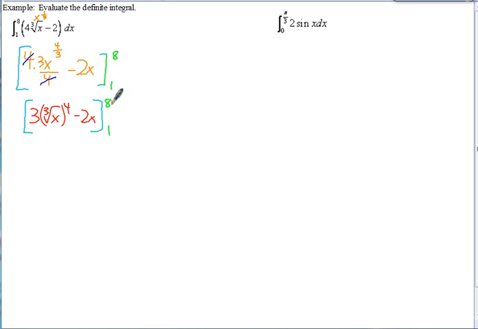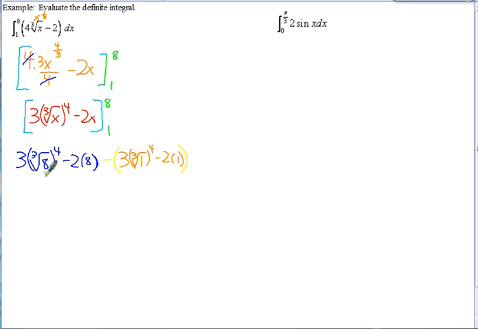Okay. And then we can substitute, remember our upper limit first, so substitute 8, so it'd be 3 times the cube root of 8 to the 4th power minus 2 times 8. And again, remember when there's more than one term here, when we subtract, before we put in the 1, put a parentheses there to remind yourself you're subtracting the whole thing, not just the first term. So when we substitute in 1, we get 3 times the cube root of 1 to the 4th minus 2 times 1. And let's just keep simplifying this.